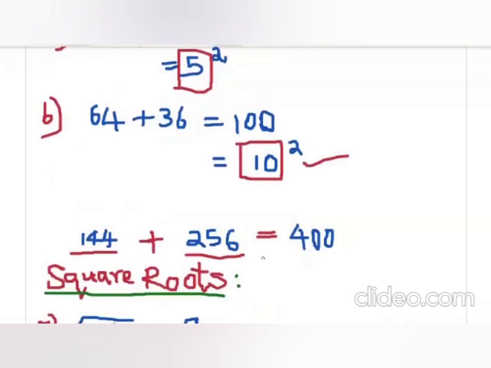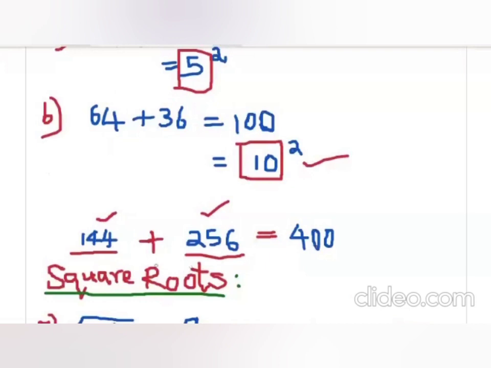And one more question. If they ask you to add two square numbers to get 400, you can say 144 and 256. When added together, you get 400, and 400 is also a square number.